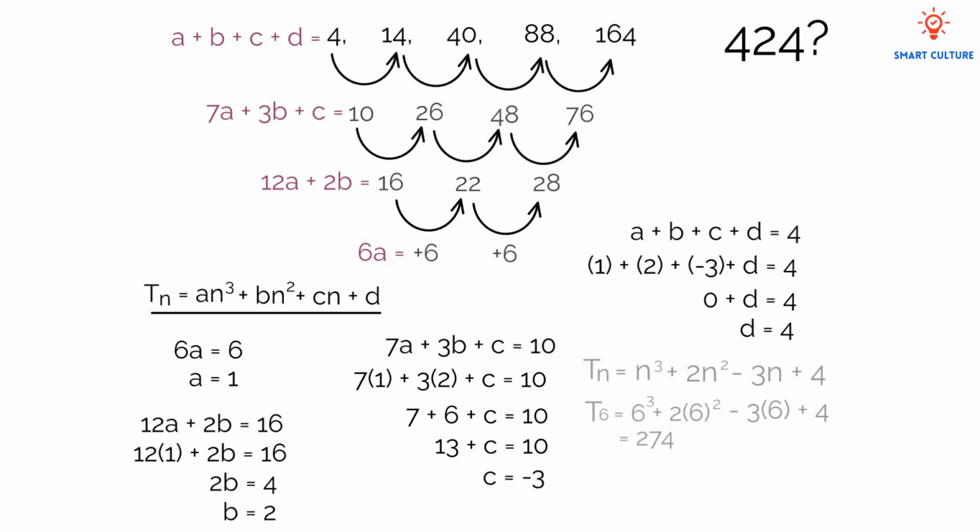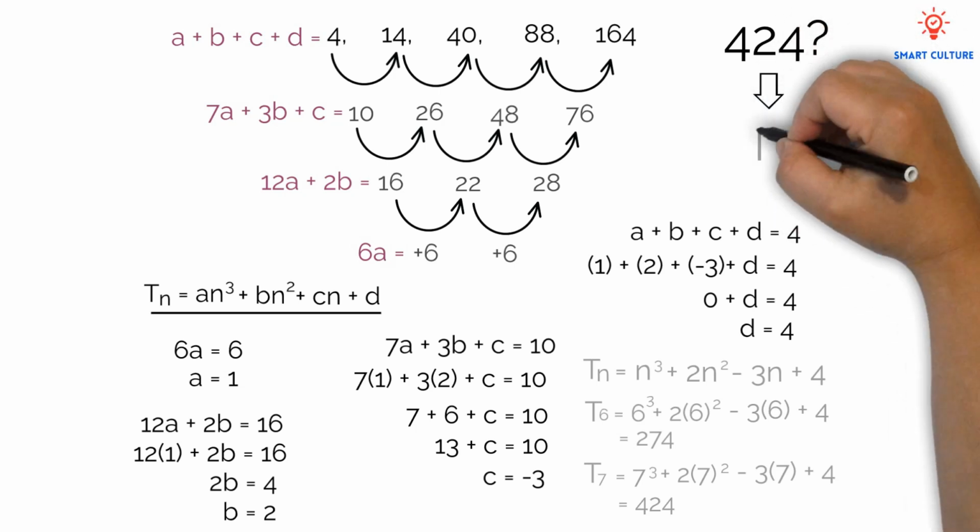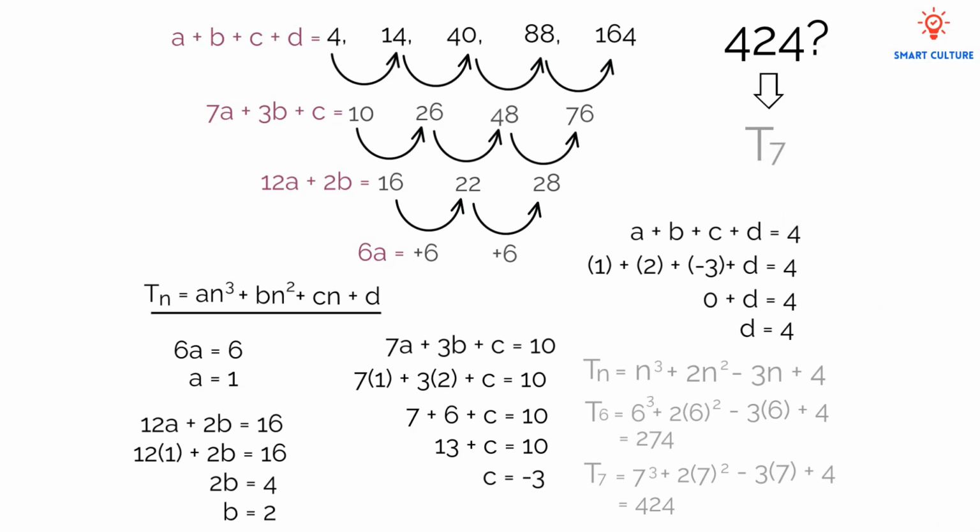Let's try position number 7. So instead of writing n, we'll write 7. So then we have 7 cubed plus 2 times 7 squared minus 3 times 7 plus 4. And this equals 424. So this value, 424, is the 7th term of the sequence.